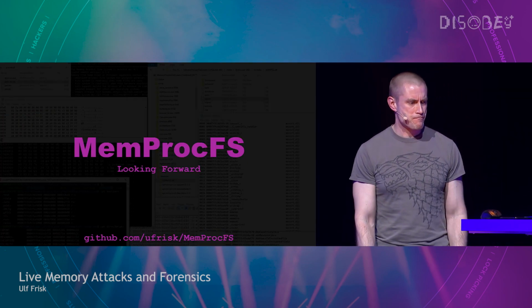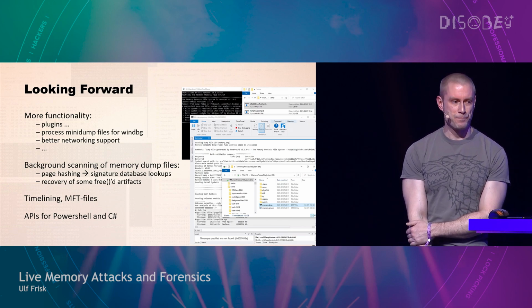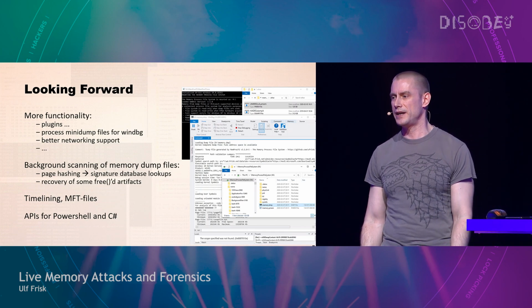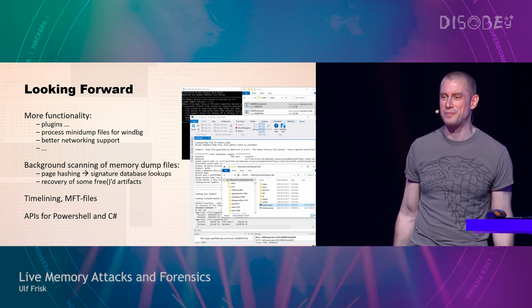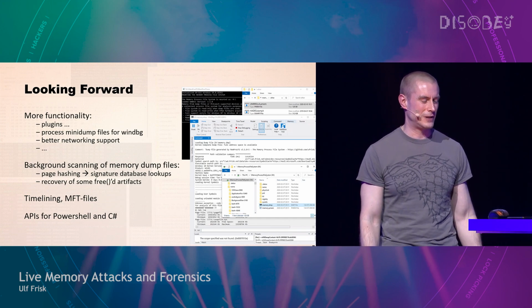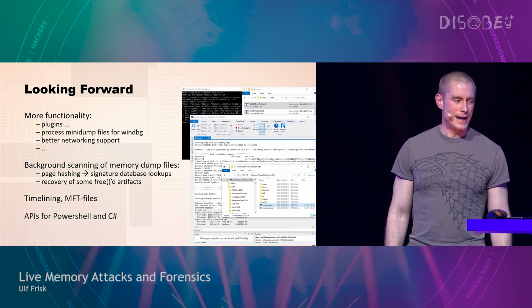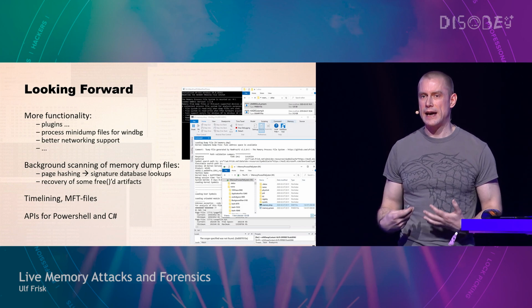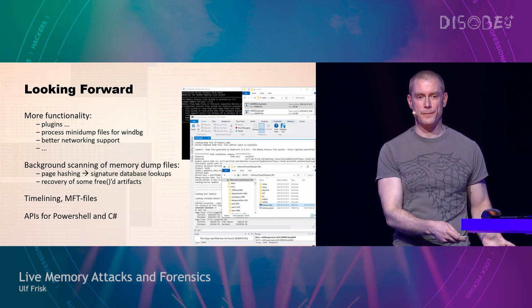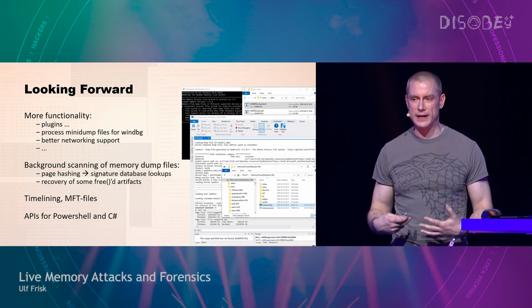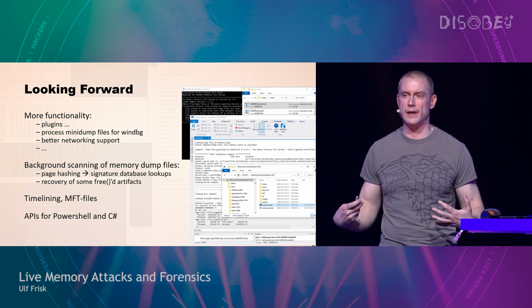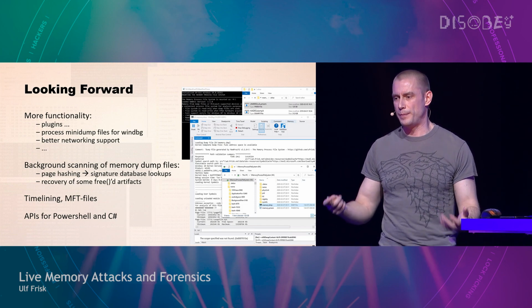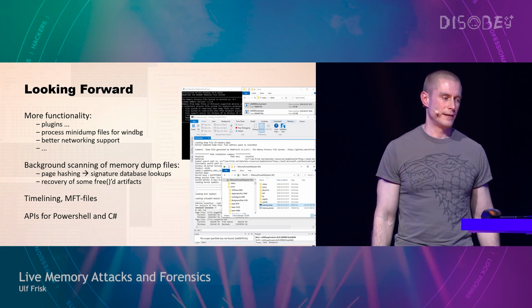Looking forward, I want to add more functionality for MemProcFS. I want to add more plugins, and there's a plugin API there, so if someone wants to help, or has an awesome idea for a plugin, I would really welcome plugins. But my priorities: I want to add process mini-dump files kind of soon. I already have a full kernel crash dump file, but I want to add a mini-dump file for each process as well, and I want them to be analyzable in WinDbg. Also, add some better networking support, like UDP connections. I don't see them at the moment. It's only TCP.